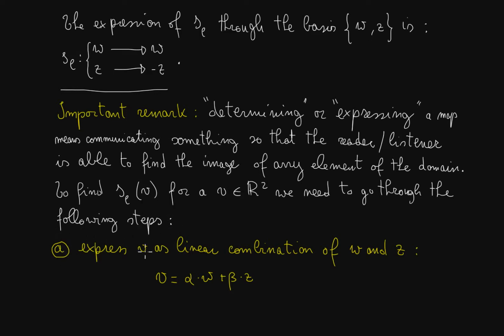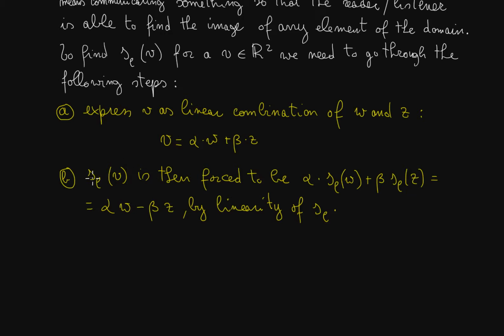So the first step is to express V as a linear combination of W and Z and find its coefficients. So let V be equal to alpha times W plus some number beta times Z. The image of V through SL is then forced to be the following: alpha times the image of W plus beta times the image of Z. It means that SL of V must be equal to alpha times W minus beta times Z by linearity of SL.